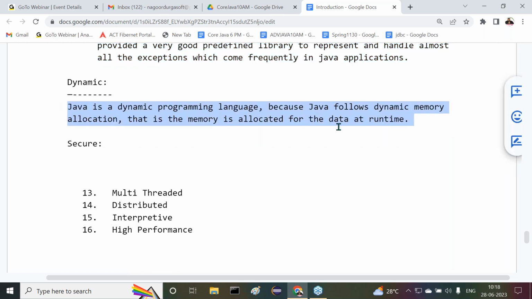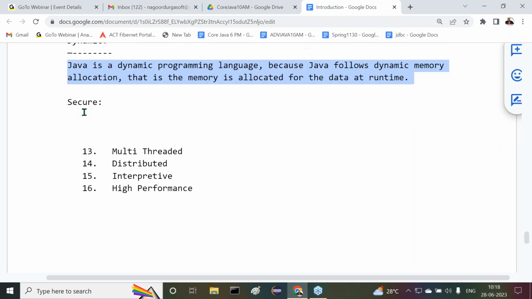So what is the meaning of dynamic? Already we understood that Java is a dynamic programming language. Why? Because Java follows dynamic memory allocation. That is, the memory is allocated for the data at runtime. So that's why Java is a dynamic programming language.